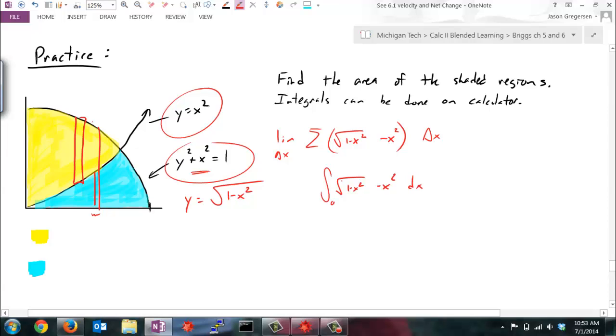From 0 up to what I'm going to call A is the intersection there. I don't know what that is. I got to figure that out, and that's not necessarily an easy thing. But that's just one small part of this bigger problem.